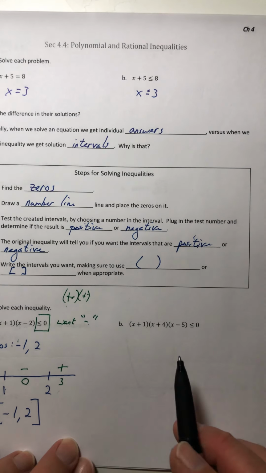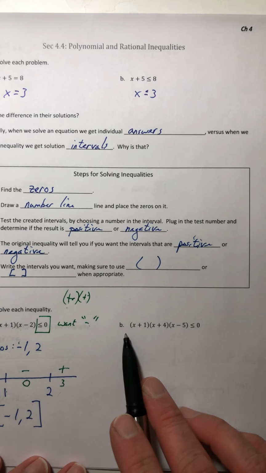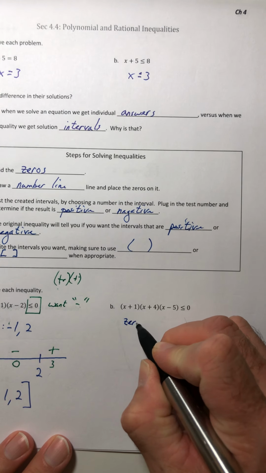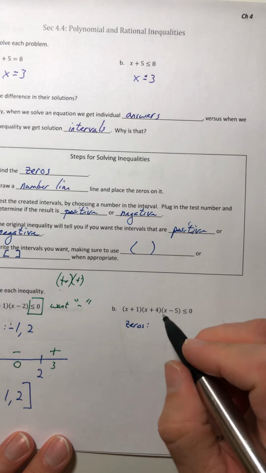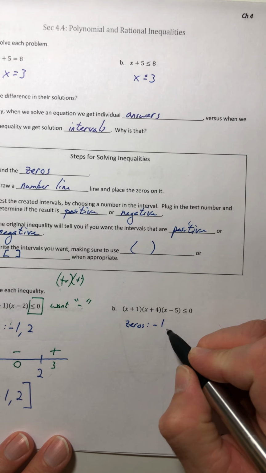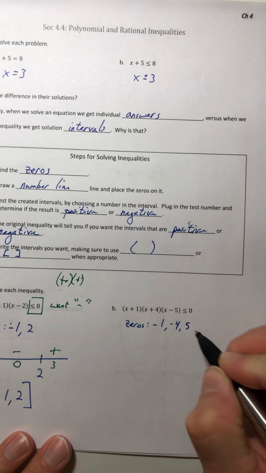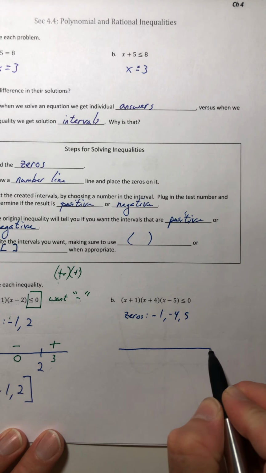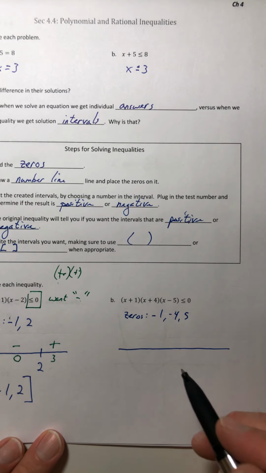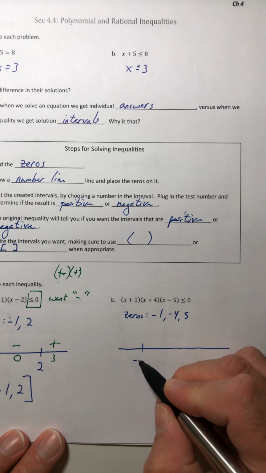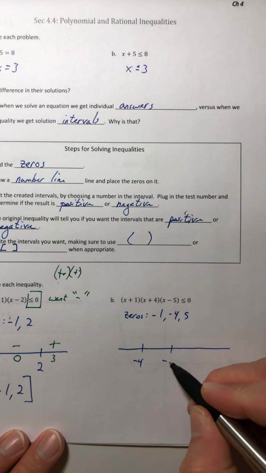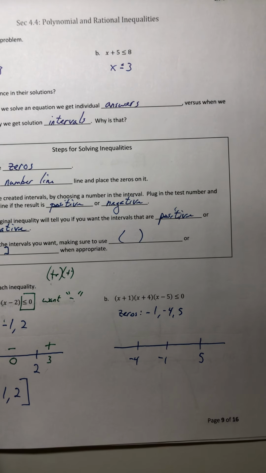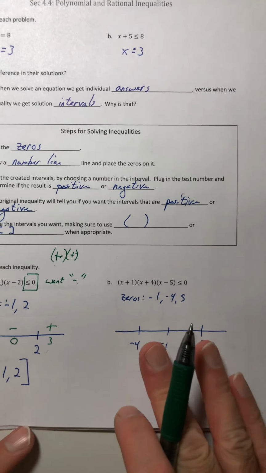Okay, let's keep going. So let's solve this inequality. Again, I'll get my zeros, which are -1, -4, and +5. When I put them on the number line, I just want to make sure they're in order. So that would be -4 first, then -1, and then +5.